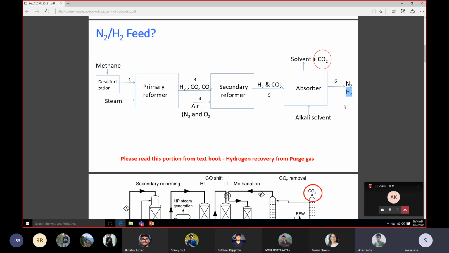Even abroad, many countries, Australia, Europe, America, are using hydrogen-based fuels, starting from street lamps to almost big usages. So if you want to recover hydrogen from stream 6, we can use certain adsorption processes, and in the textbook which I gave you, the details are given. Please read the hydrogen recovery from the purge gases, or stream 6.